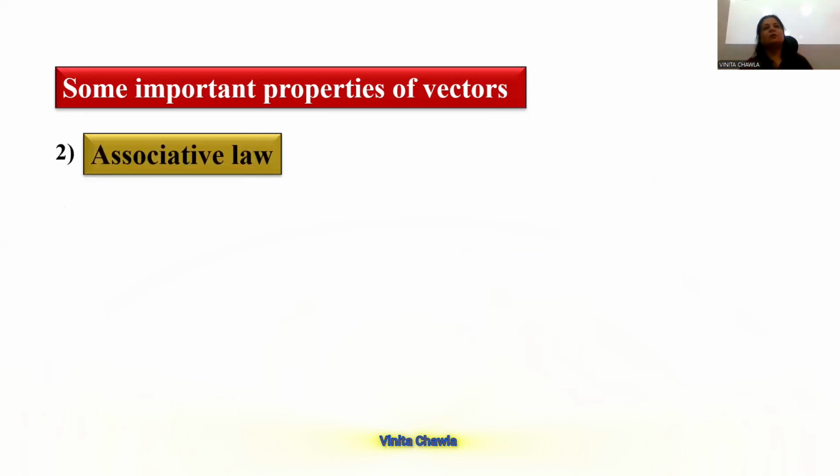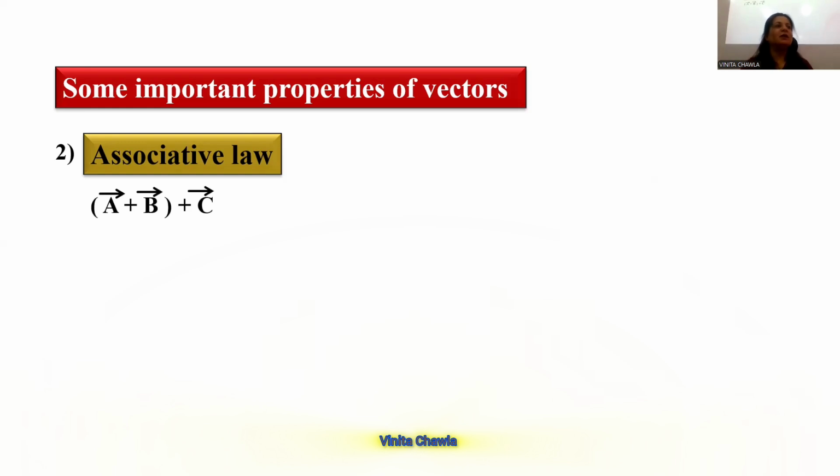Second is associative law. What is associative law? Associativity. Suppose we take three numbers, in mathematics we take numbers A, B and C. So if we add B and C together and then add A, or we add A and B first and then we add C, it doesn't make any difference. We get the same answer. So here also we can apply this associative law.